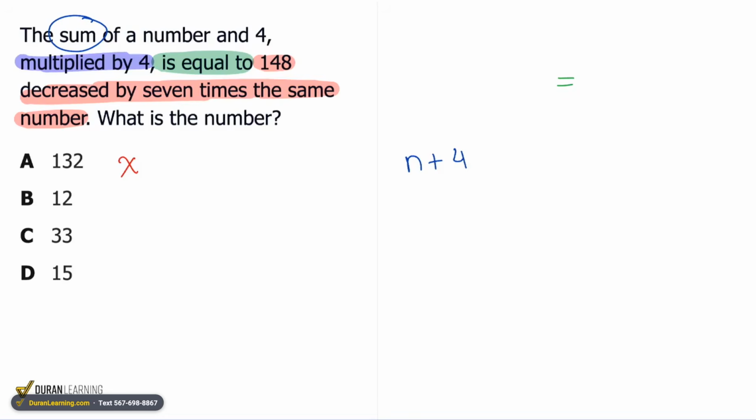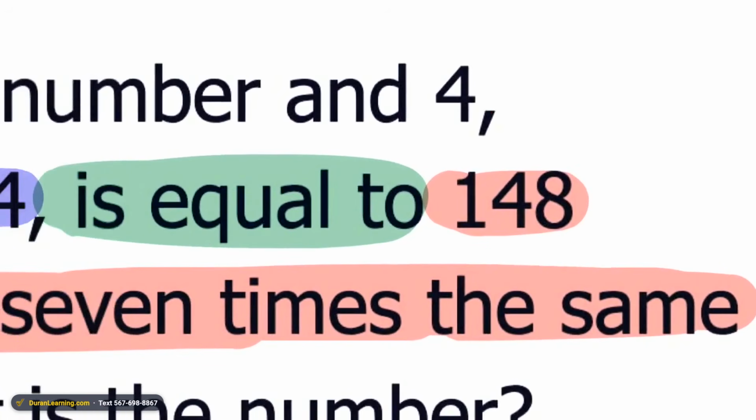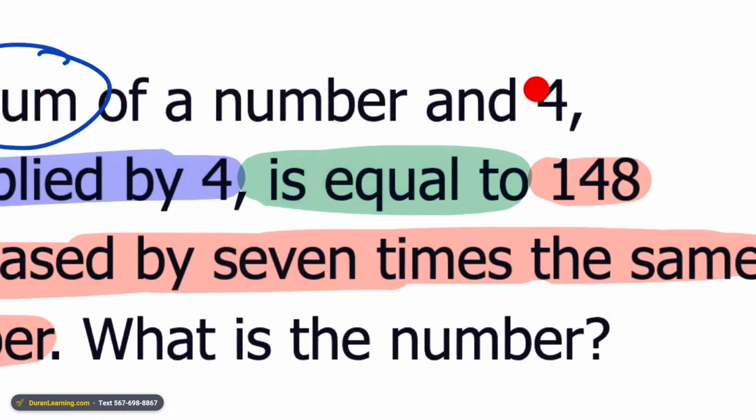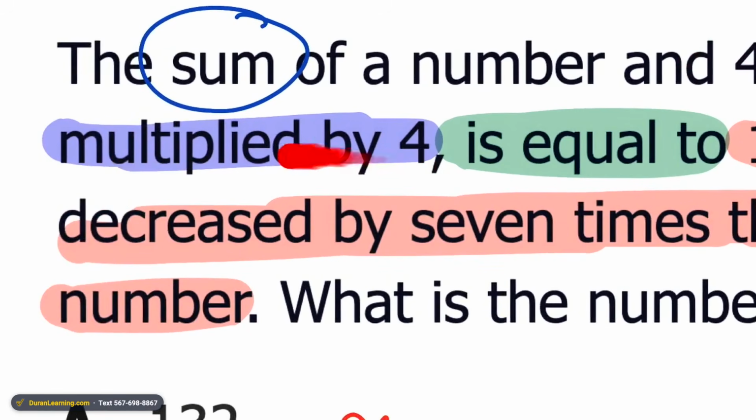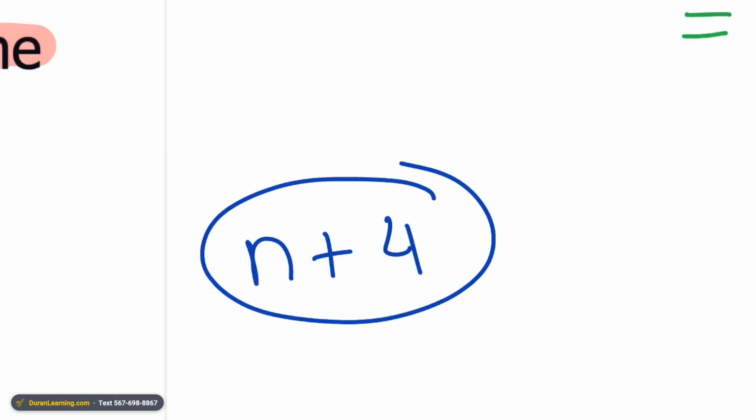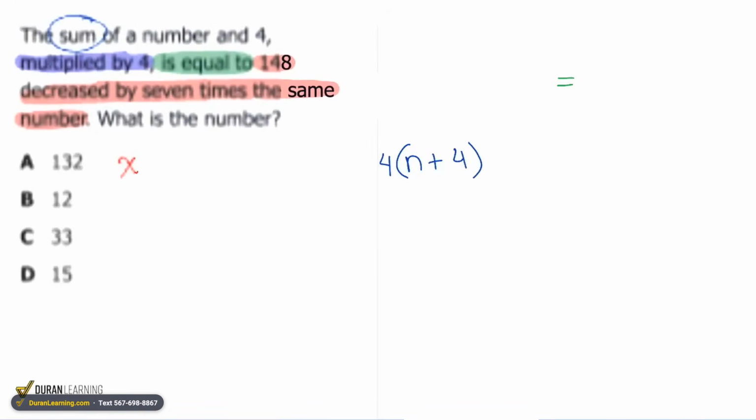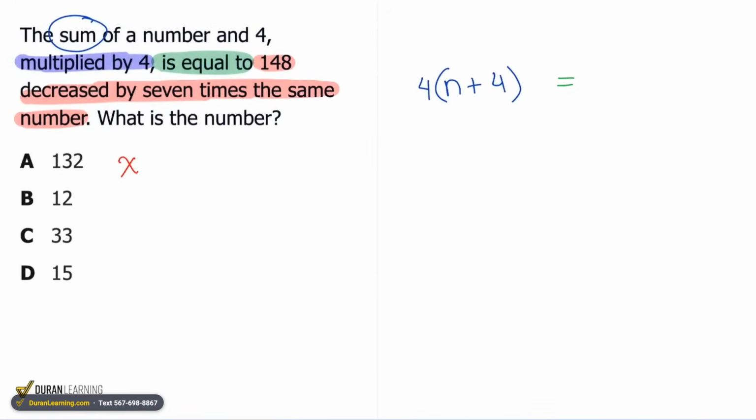Look at the comma. Let me erase all of this and zoom in on that comma. That comma there, everybody, means we're going to do the sum of the number and 4, and whatever the result is, then we'll multiply by 4. Again, we have the sum of the number and 4, and then we multiply by 4. That's what that means, my party people. So we're going to multiply the result, or the group, by 4.